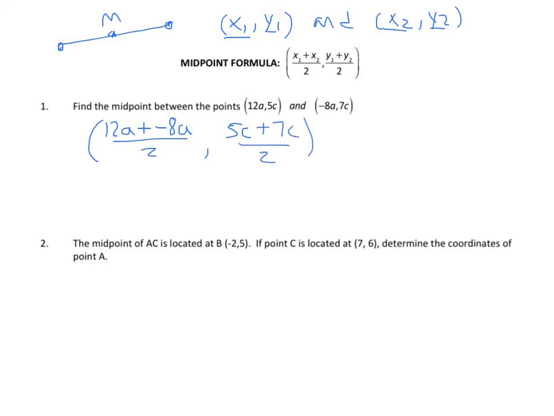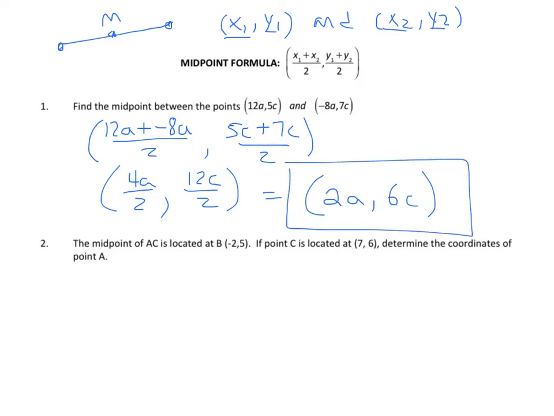Now we simplify. 12a minus 8a is 4a over 2, and 5c plus 7c is 12c over 2, and then that simplifies to 2a and 6c. And we're just finding a simplified expression in this case, so that would be a simplified expression for the midpoint.